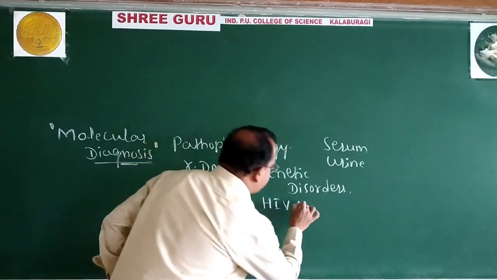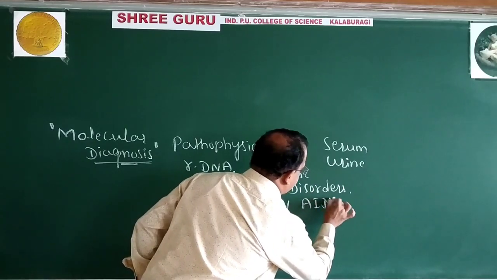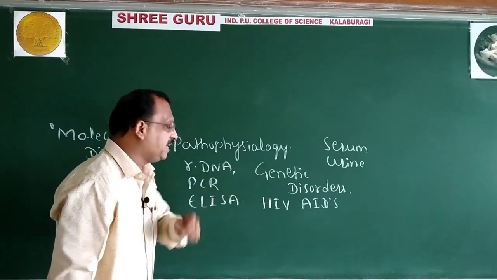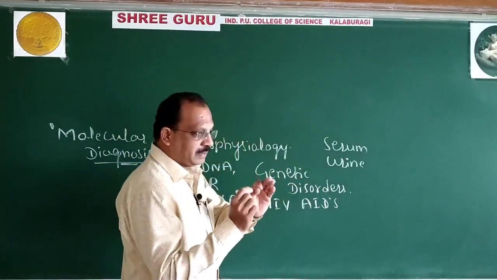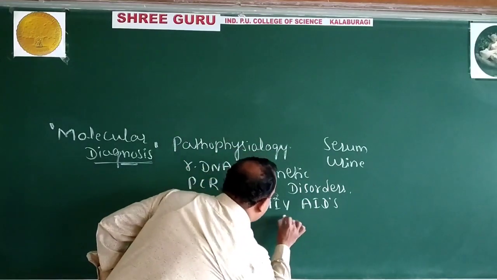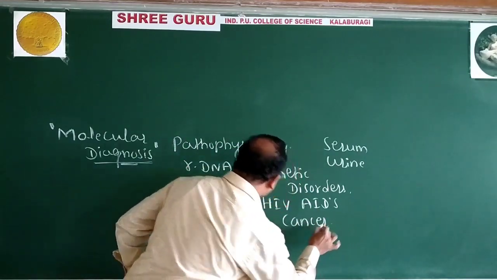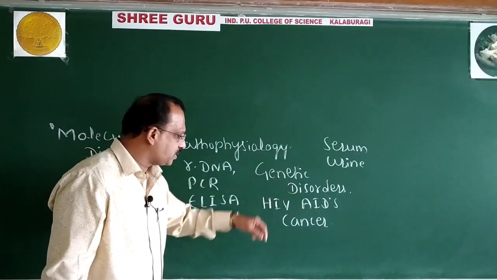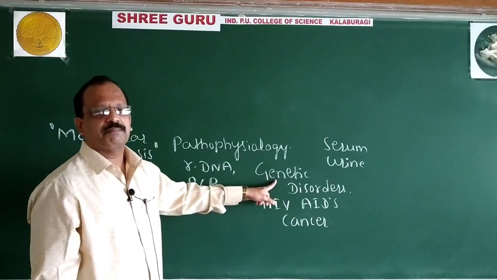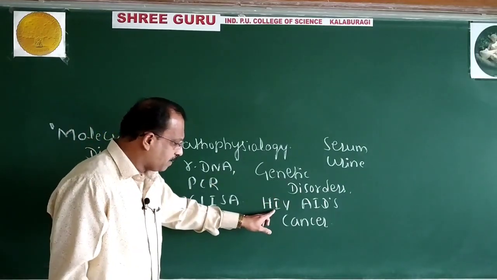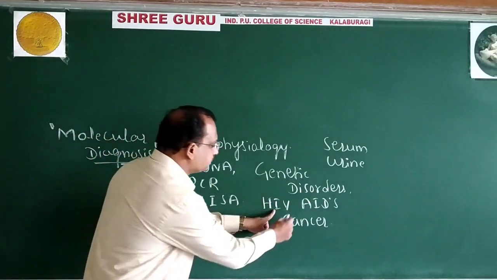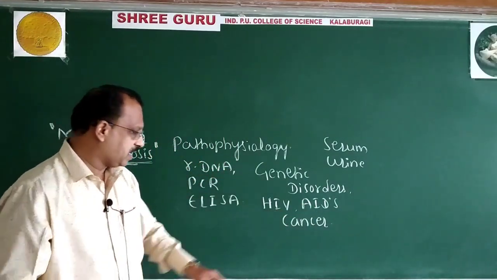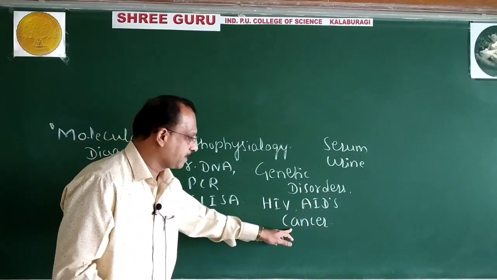It helps to identify the presence of HIV in a suspected AIDS patient and the detection of mutated genes in cancer patients. These modern techniques are used to identify genetic disorders. Already we have come across this in principles of inheritance and variation: presence of HIV in a suspected AIDS patient, and detecting mutated genes in cancer patients.